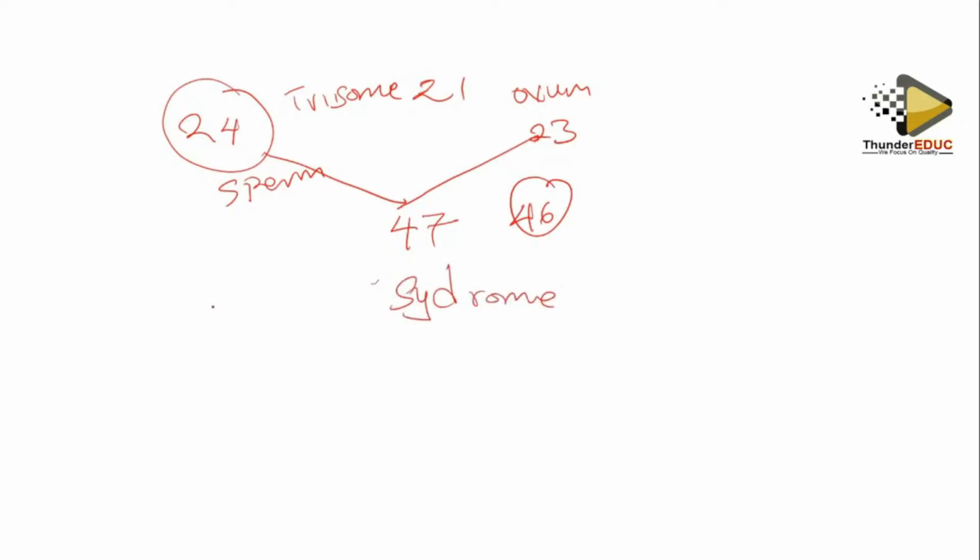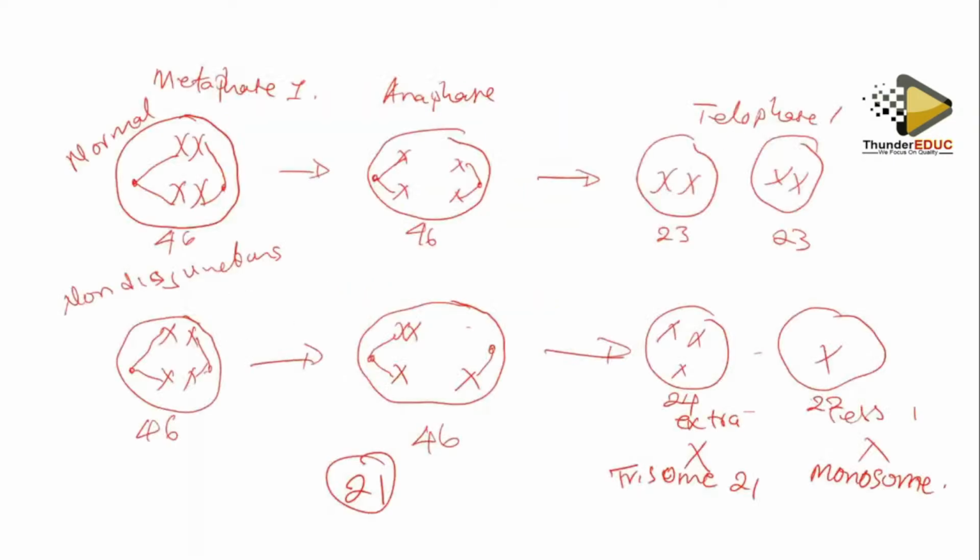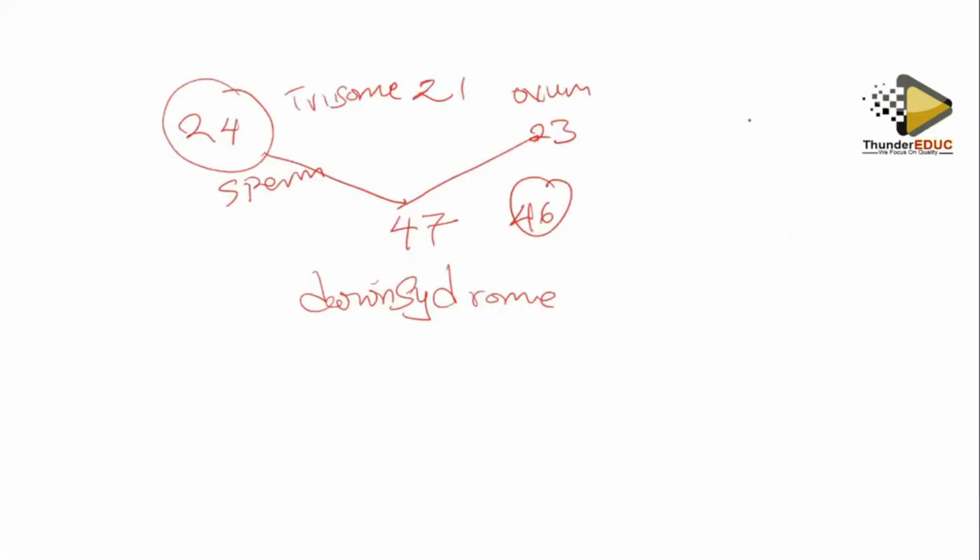It's going to result in what you call Down syndrome. That's how Down syndrome is being brought about. However, we can also have a situation where this cell is having 22 instead of 23. So now if the 22 fertilizes the one which is 23, it means that it's going to have 45 instead of 46. Still, this is also an abnormal individual.